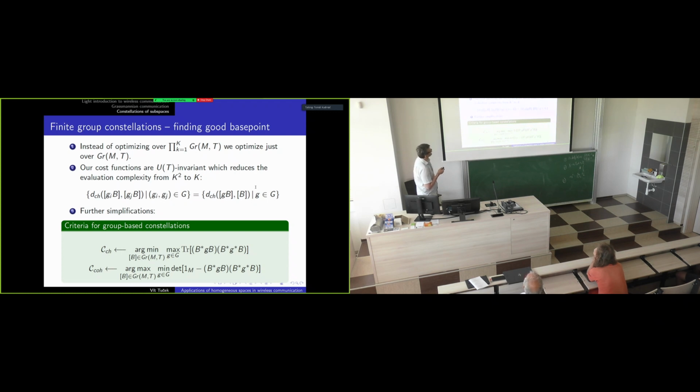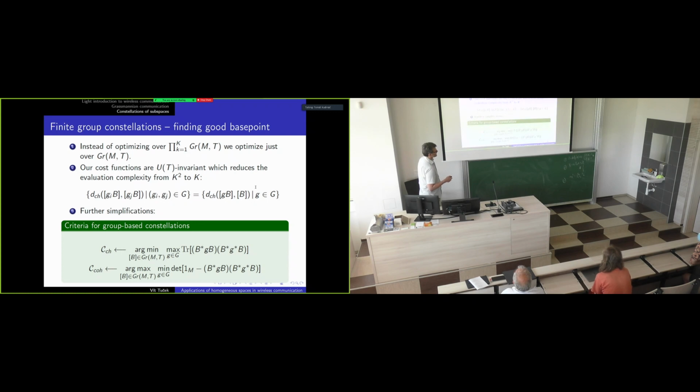But now you don't have to optimize over the product of Grassmannians. You are just optimizing one base point, instead of calculating all possible pairs of distances and looking for the minimal one, because the distance function or the cost functions we are using are invariant. You have to calculate just the distance to the base point from an arbitrary point, and you can do some further simplifications, and you obtain these problems for the base point. The difference from the general cost functions is that now you have quartic dependence, degree 4, on the base point. Before it was quadratic.